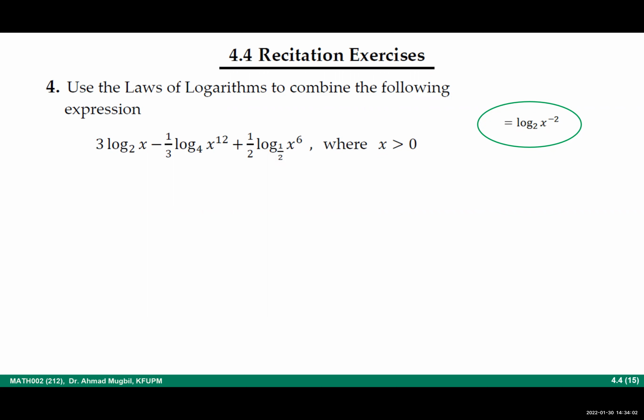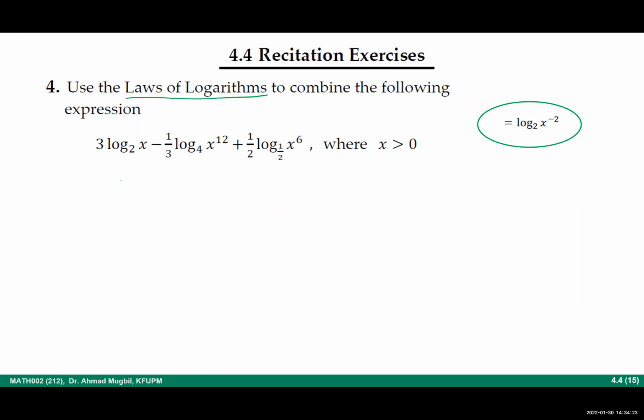Let's solve it quickly. What we need here, we need to use the laws of logarithms to combine the following expression into a single logarithm. We need this to be at the end a single logarithm. This is the answer. Let's hide it. I did, by the way, with other sections, but maybe not with you.